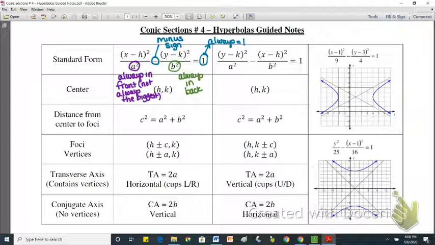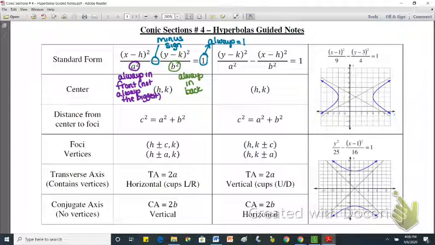Another main difference is our a squareds and our b squareds. Yesterday with ellipses, our a squareds were always the bigger number. That is not going to be the case for the hyperbolas. Your a squareds will always involve the quantity that I factored out a positive number from. What's above the b will be the ones where I factor out a negative number. So let's go down into the examples.